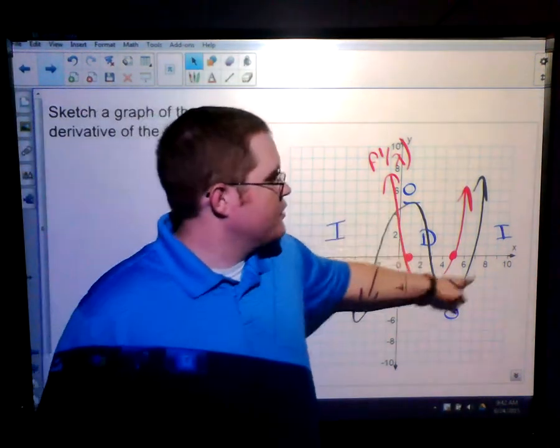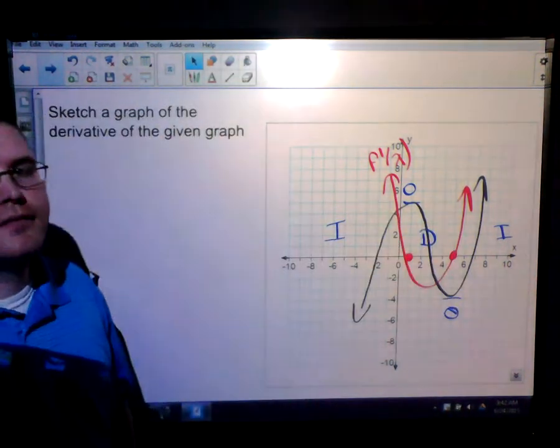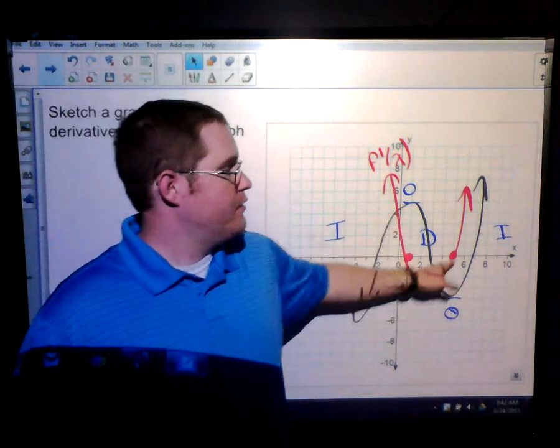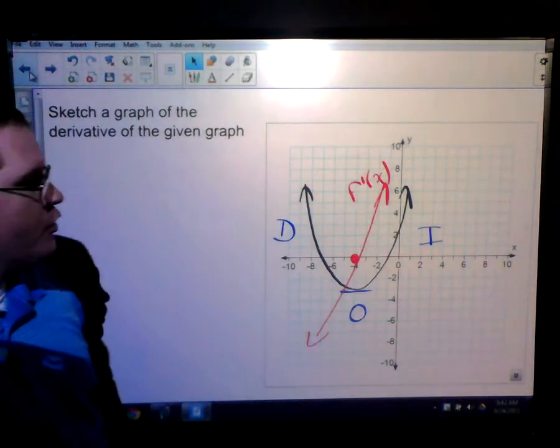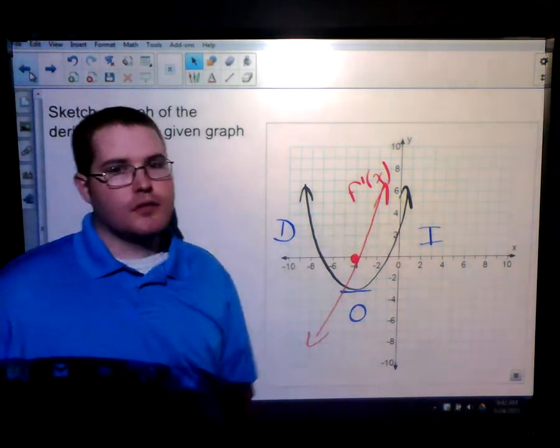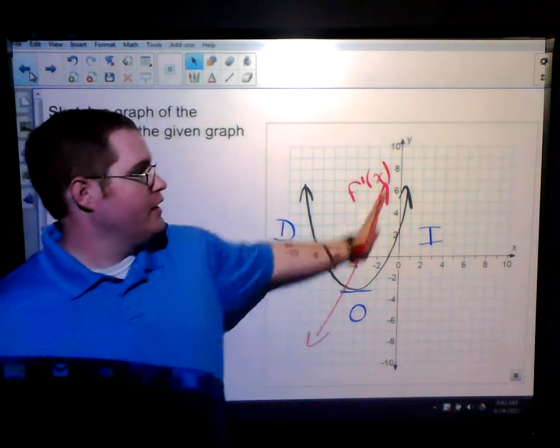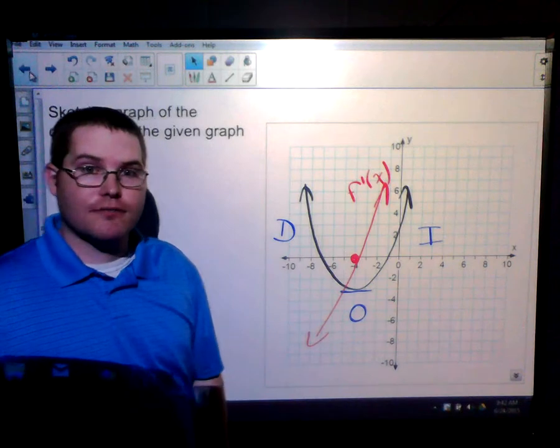What is the degree of the original function? It's third. What's the degree of the derivative? It's second. What's the degree of the original function? Second. What's the degree of the derivative? First.